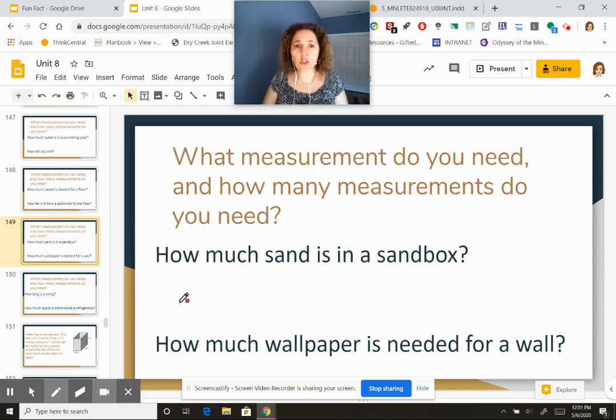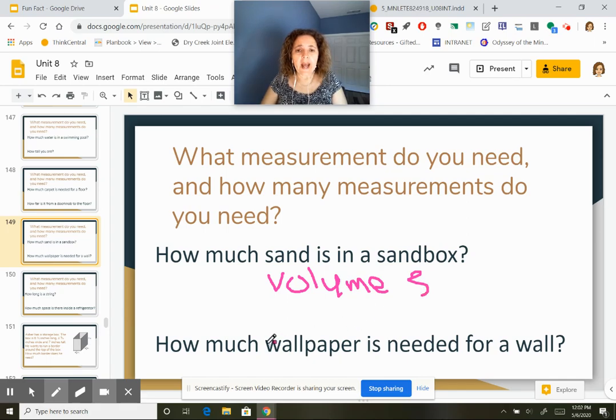All right, what measurements do you need and how many measurements do you need? How much sand is in a sandbox? Would it be length? Would it be area? Or is it volume? Okay, so stop and think about it. Write it down. Okay, if you said volume, you are correct because I want to know how much sand is in the sandbox. I need to know how much space it's occupying, and you would need 3 measurements.